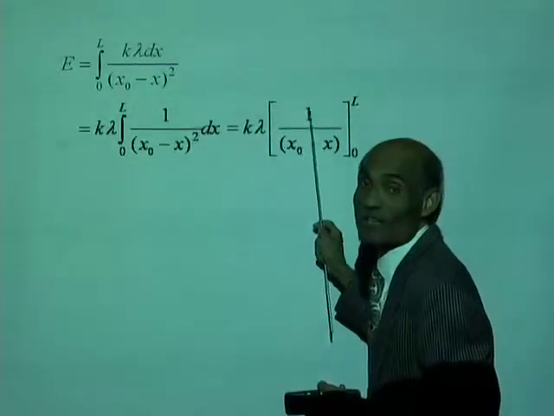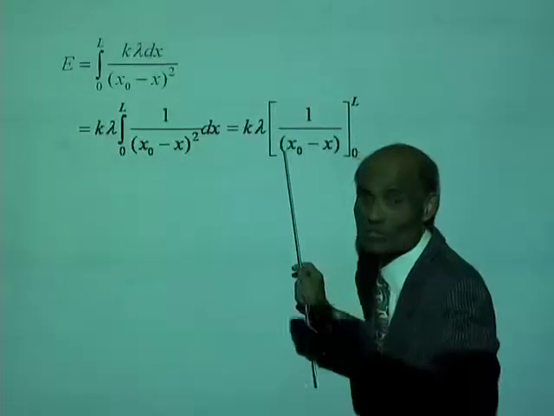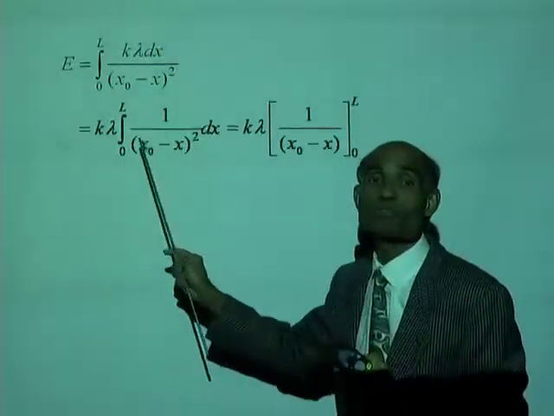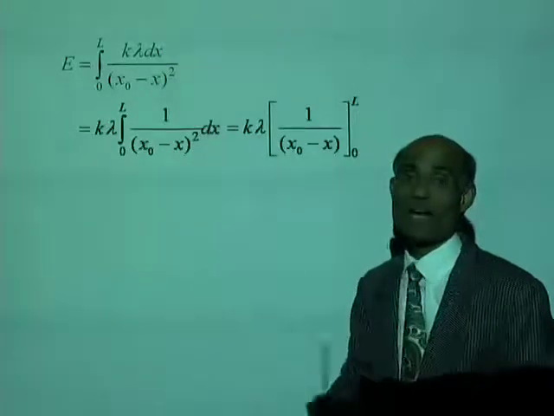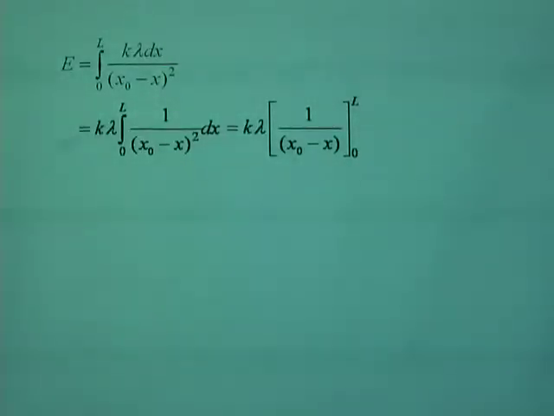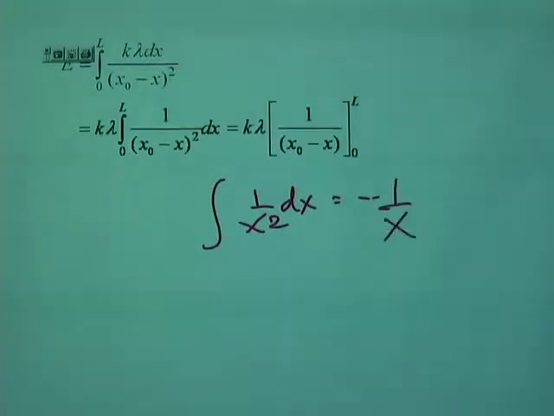If anybody wants an explanation on how it is integrated, write to me. But I would expect most of you to know this. I will give you a clue. The integral of 1 over x squared dx is negative 1 over x. Now, if you notice that negative sign, the negative in front of x squared will make that positive. So the integral of this quantity will be 1 over (x0 minus x) with a positive sign.